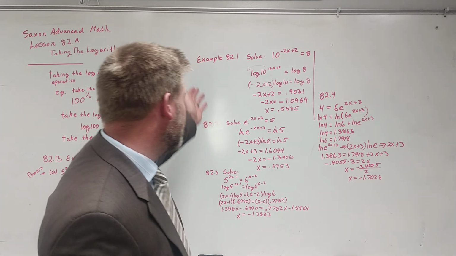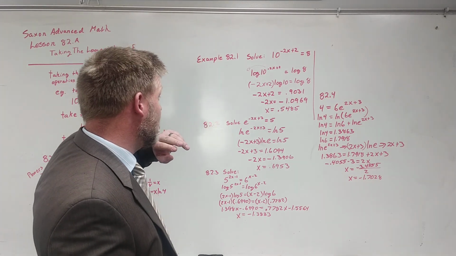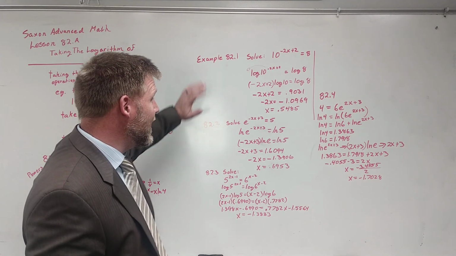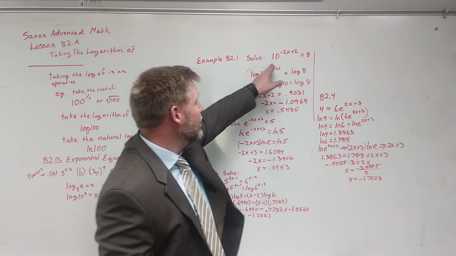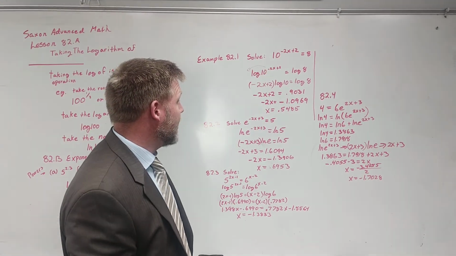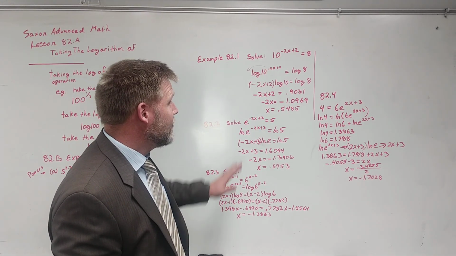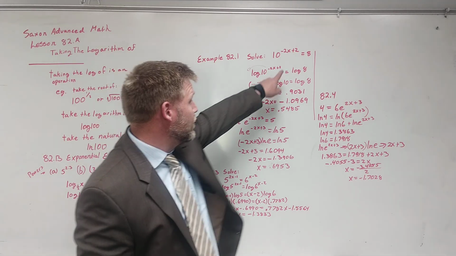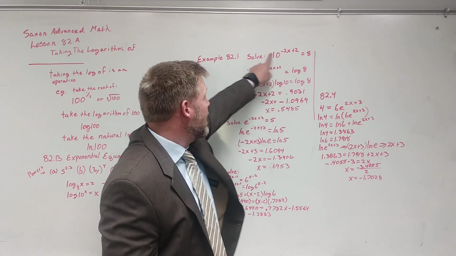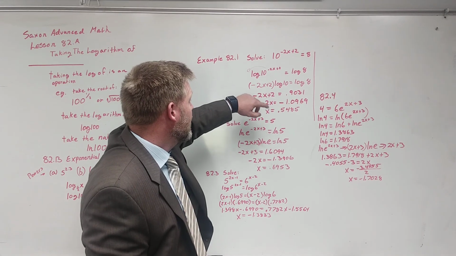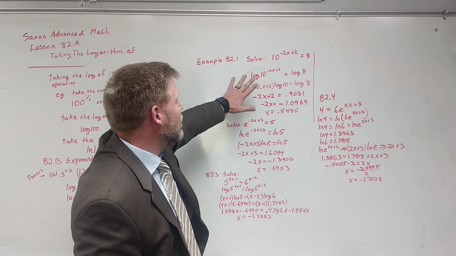Let's look at our first example, 82.2 or .1 here. And they ask for us to solve 10 raised to the negative 2x plus 2 equals 8. The first thing we're going to do is we realize that I could take this number and move it out here, right, as a coefficient. Well, let me take the log of both sides first.